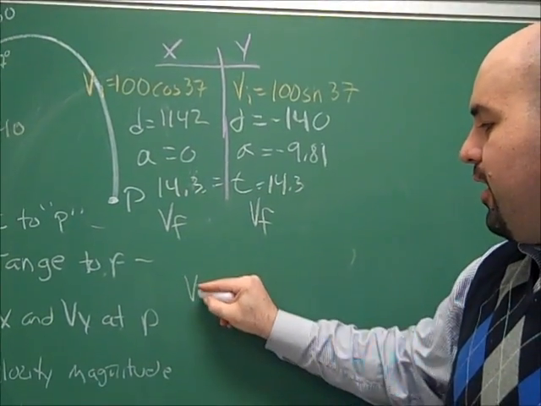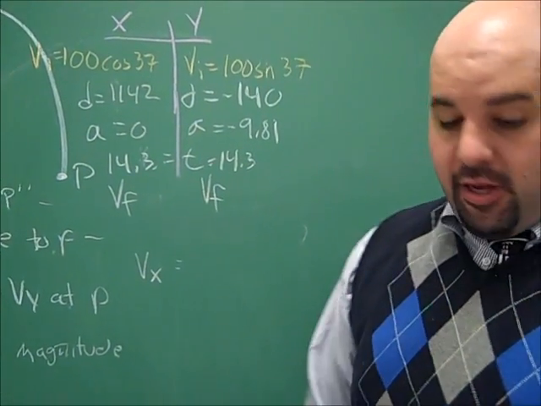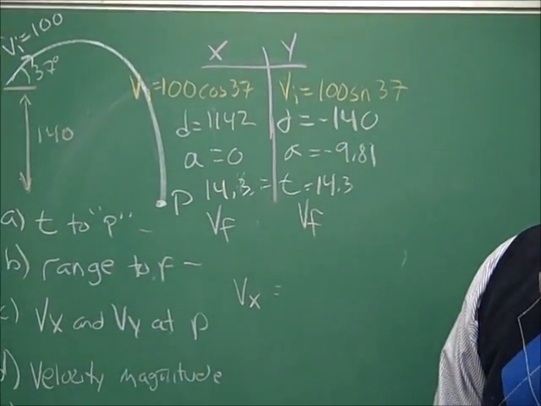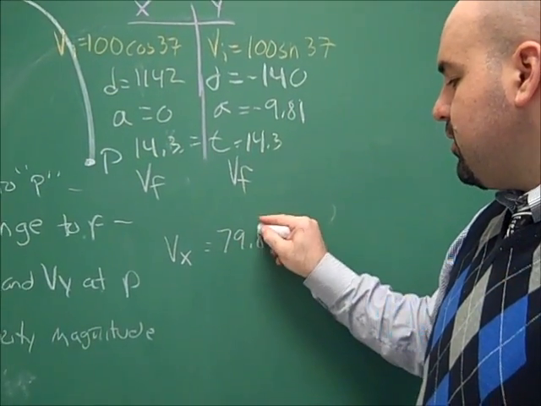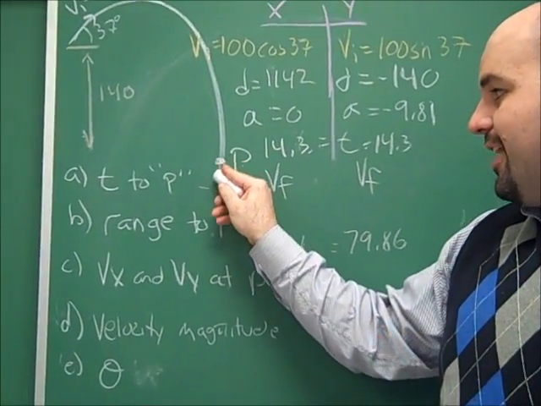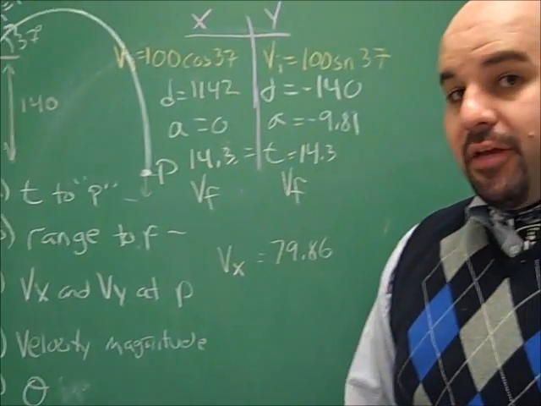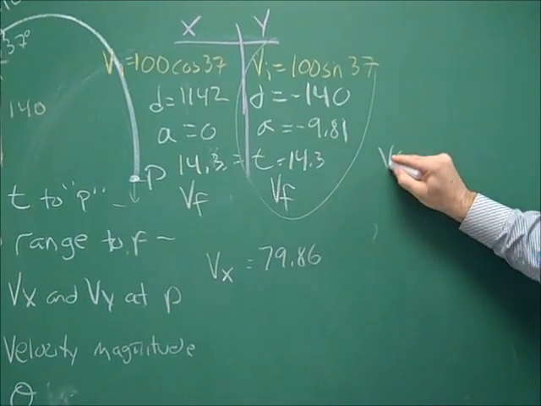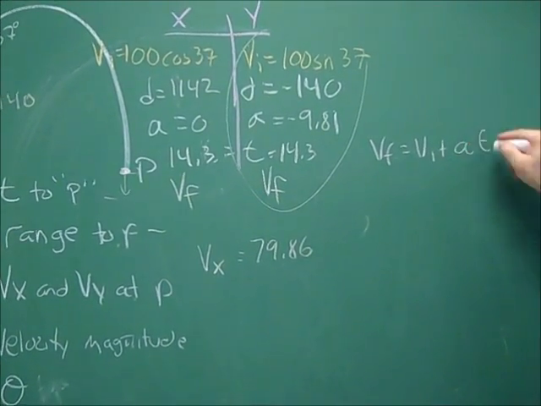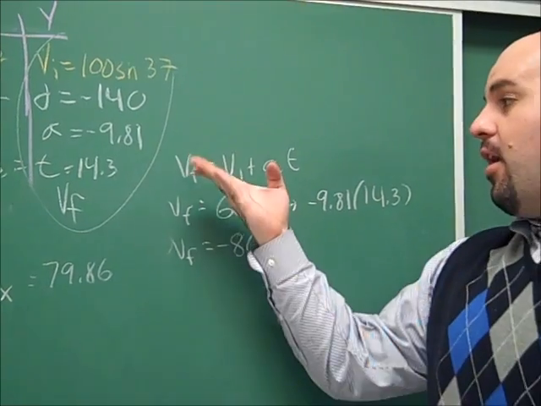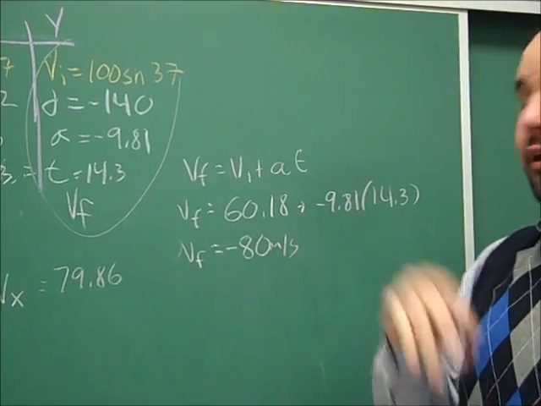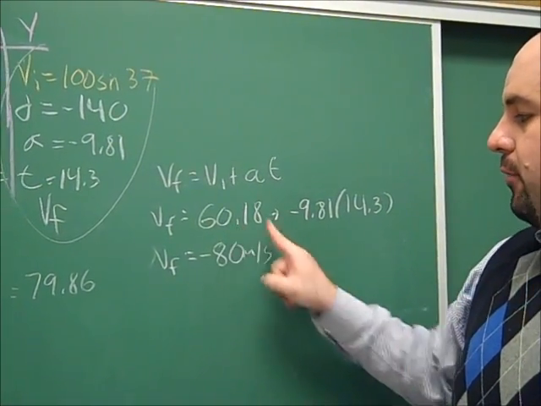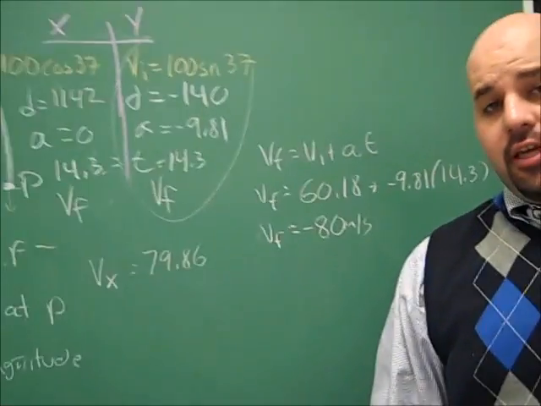So I know here that Vx at point P is really just the initial velocity, which is 100 cosine 37. And a little bit of love and a little bit of math, you get 79.86. But look at point P. It's down and to the right. So our VF will be negative for y. And when I do the math from this table, I'll do VF equals VI plus AT. Notice time is to point P, acceleration for y, VI for y. You get negative 80. We just solved part C, and the party continues.